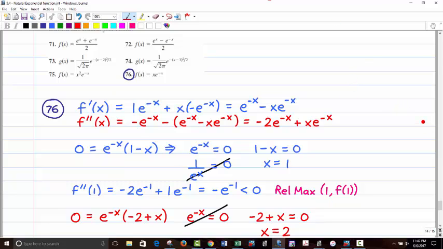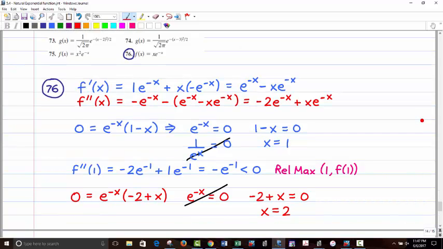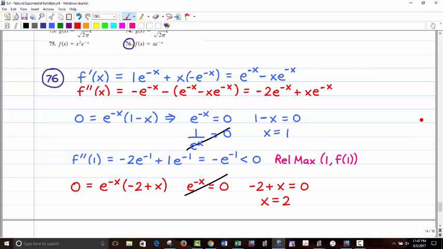We could figure out f of 1 if we wanted to, but it'd be easy to put 1 back in there. Actually, it'd be e to the negative 1. F of 1 would be e to the negative 1.